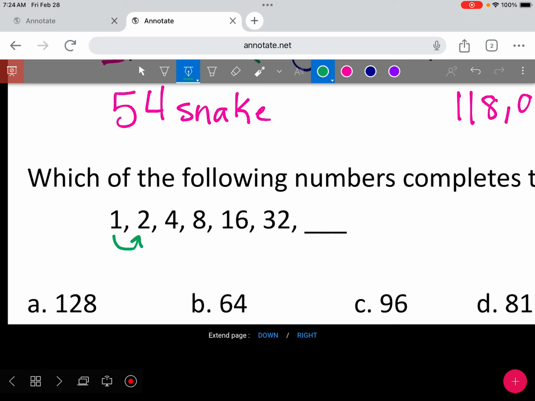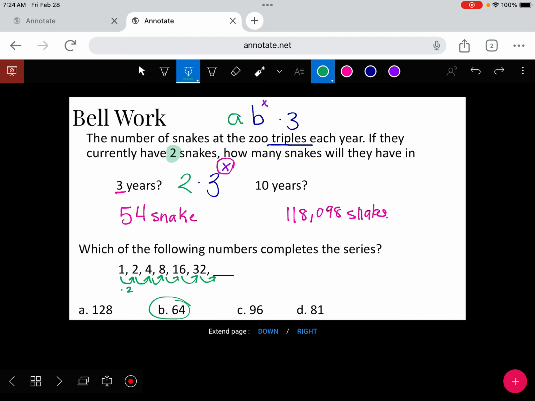Yeah. These are all multiplying by 2. It's doubling. Doubling 2 gets 4. Doubling 4 gets 8. Doubling 8 gets 16. Doubling 16 gets 32. So doubling 32 gives us 64. They're all times 2. So if they give you a list of numbers, see if you can figure out what's happening there. They love to do that kind of pattern recognition.